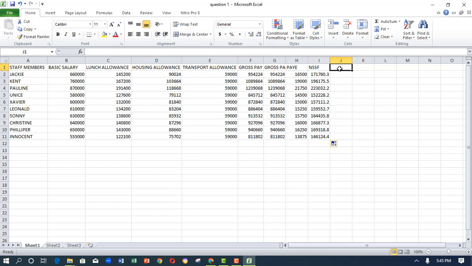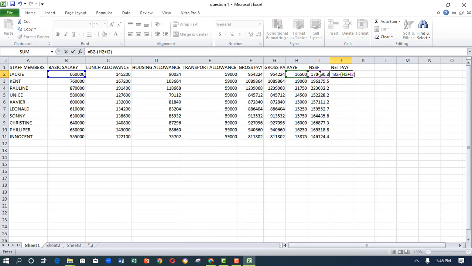So I'm going to get a label here and we call it net pay. Then after that we come here, we say equal sign. Remember, we are going to calculate our net pay using the basic salary. We're going to deduct the taxes from the basic salary. So our basic salary is in cell B2. So I'm going to say equal sign B2 minus open brackets pay, which is in cell H2, plus NSSF, which is in cell I2. Then we close our brackets.